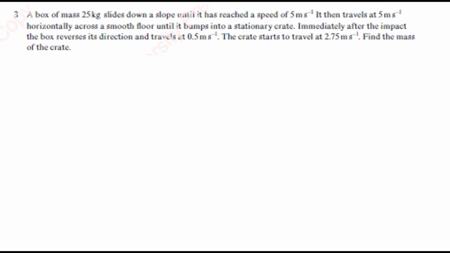A box of mass 25 kilograms slides down a slope until it's reached a speed of 5 meters per second. It then travels at 5 meters per second horizontally across a smooth floor until it bumps into a stationary crate. Immediately after the impact, the box reverses direction and travels at 0.5 meters per second. The crate starts to travel at 2.75 meters per second. Find the mass of the crate.